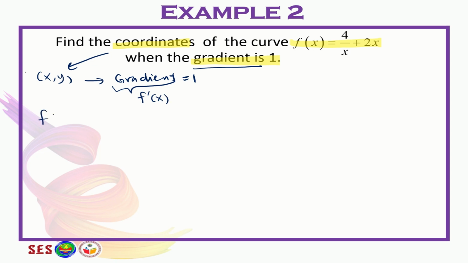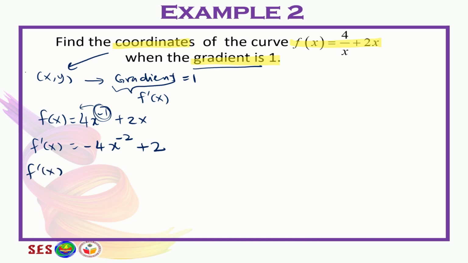So we have f(x) = 4/x, or you can write it as 4x^(-1), and then plus 2x. So differentiate the function. f'(x) is equal to, bring the power to the front, so -4x, and then power -1 will be -2. And then differentiating 2x will be 2. So f'(x) = -4/x^2 + 2.